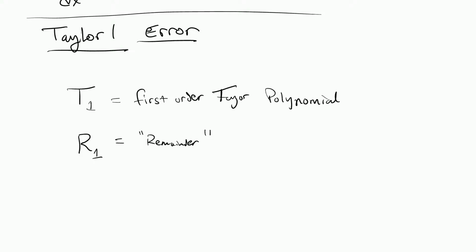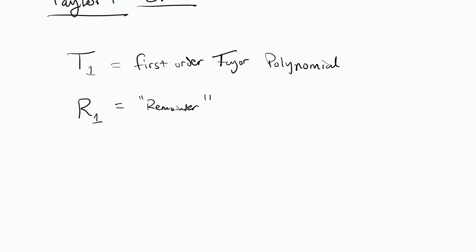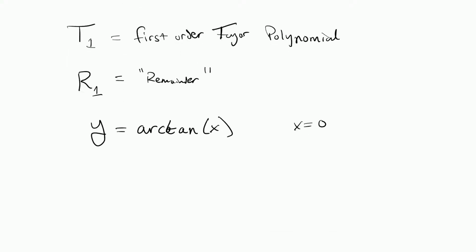So it might be helpful just to remind you of this by actually making a first-order Taylor polynomial and getting a remainder for just a normal function. So let's take a simple function, a nice, easy function like arctangent of x. I know we all like arctangent of x. And what we'll do is the Taylor polynomial around x equals 0, because that's a nice, easy one. So y equals arctangent of x.